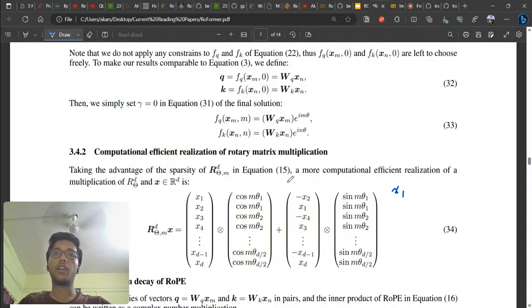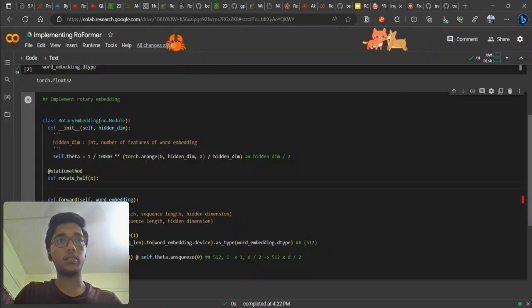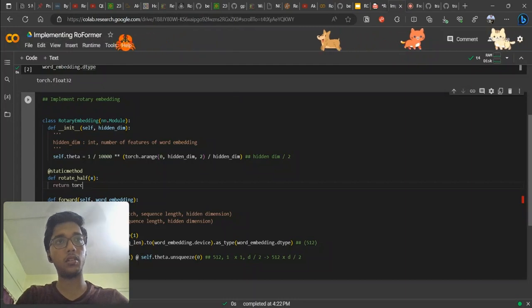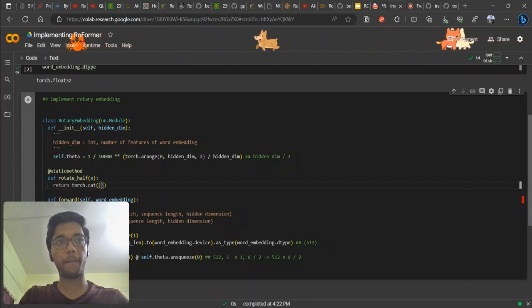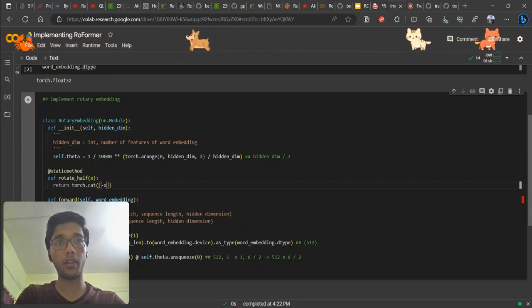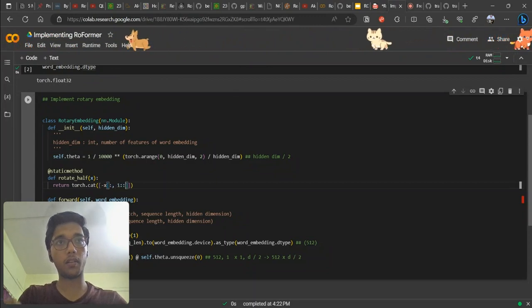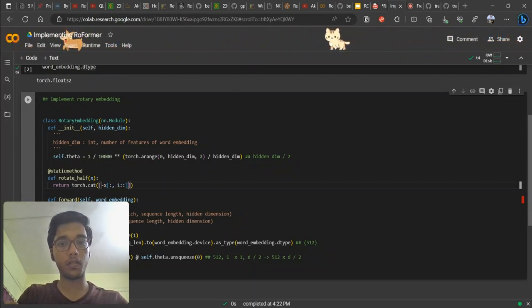What this rotate half actually does is, we currently have x1, x2, x3, right? But we need to collect the negative parts together and the positive parts together. So let's do it like this: return torch.cat, negative of, comma.